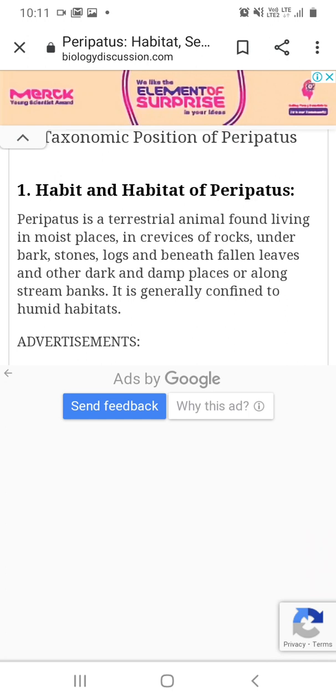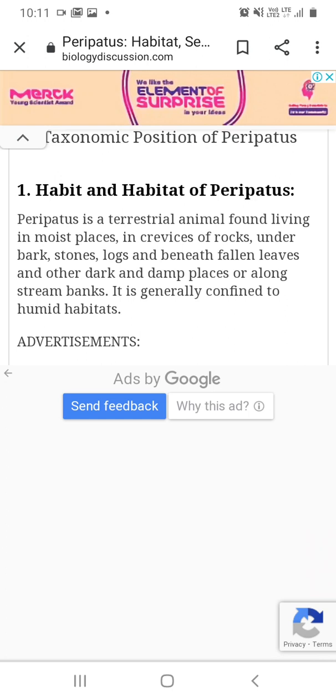Peripatus is also known as the living fossil, as it originated millions of years ago during the Cambrian period. Now in this lecture, I will discuss the other characters, the habit of the animal, and the digestive system, circulatory system, and other systems.